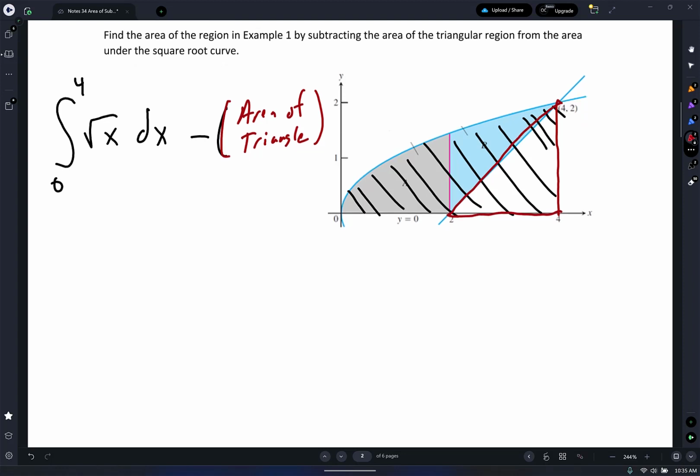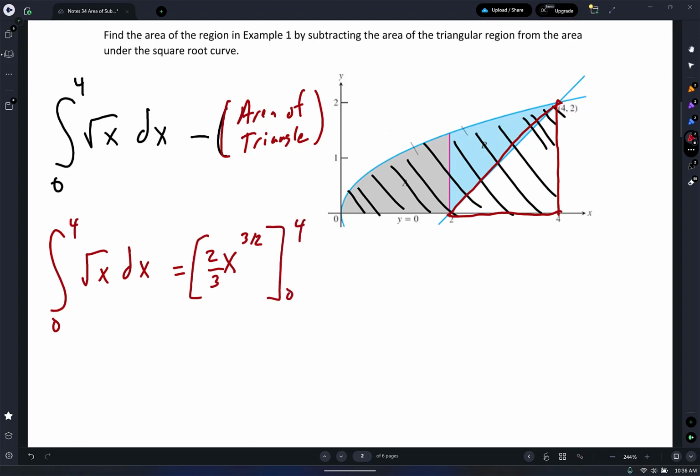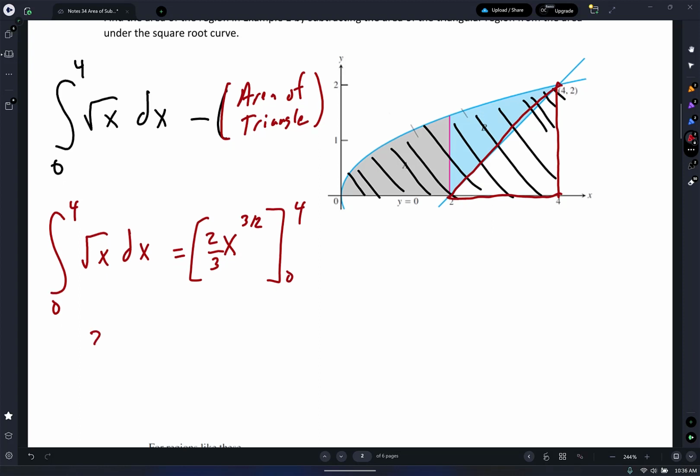So I'm going to do this part first. The integral from 0 to 4 of square root of x dx is nothing more than x to the 3/2, 2/3 in the front. Let me write it better. 2/3, or you can write it as 2x to the 3/2 all divided by 3. And this is evaluated from 0 to 4. Do I have to worry about the 0? No. So I'm going to go 2/3, 4 to the 3/2.